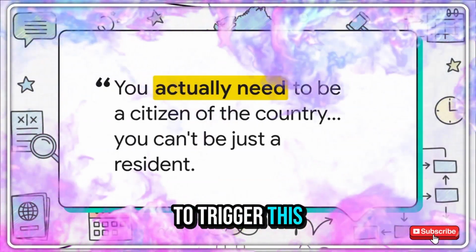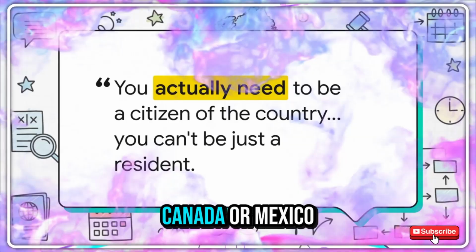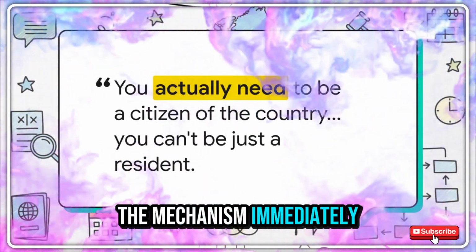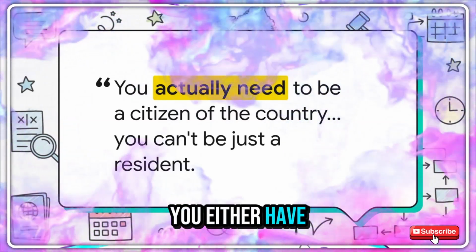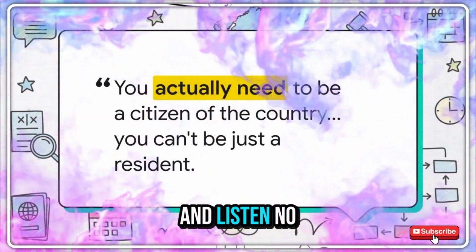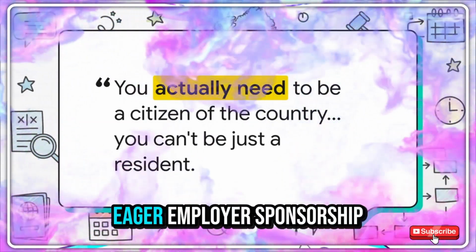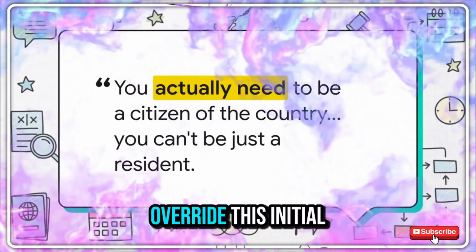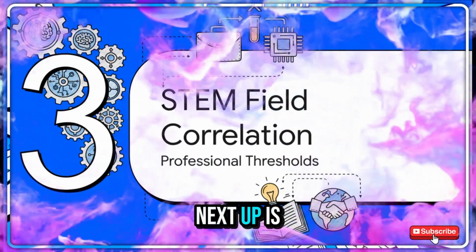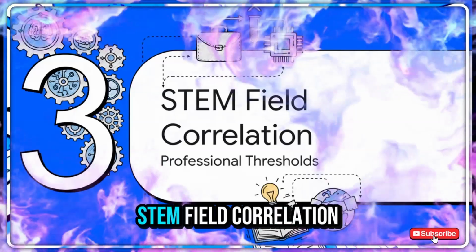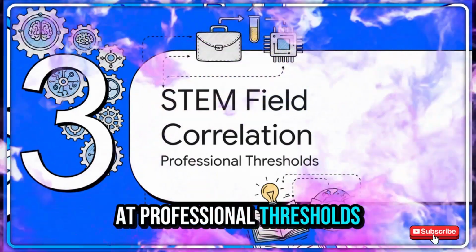If you try to trigger this process with a permanent resident card instead of an actual passport from Canada or Mexico, the mechanism immediately hits a brick wall. It's a strict binary variable. You either have the passport or you don't. And listen, no amount of professional qualification, amazing experience, or eager employer sponsorship is going to override this initial legal boundary, period. Next up is Section 3, the STEM field correlation, where we'll look at professional thresholds.